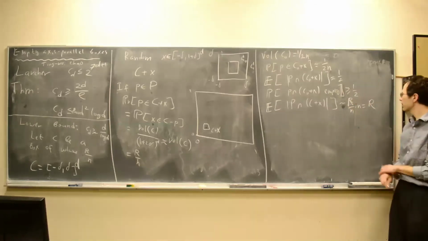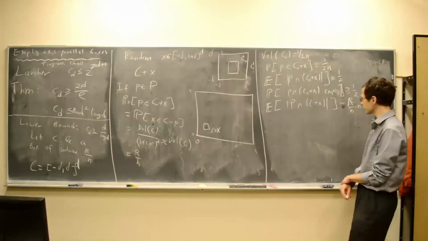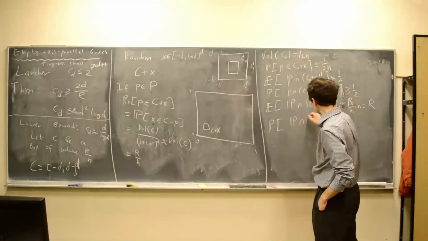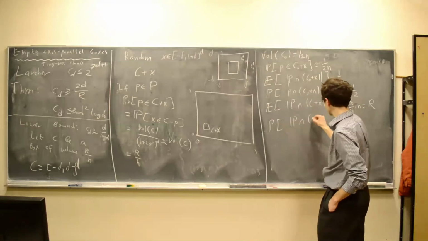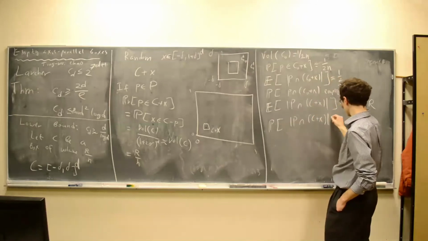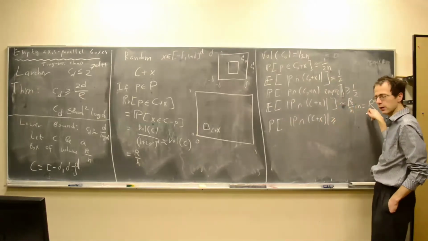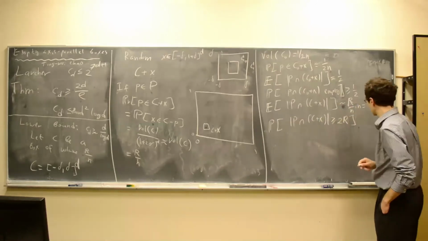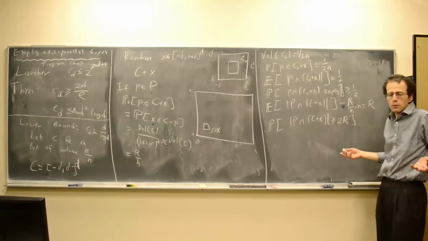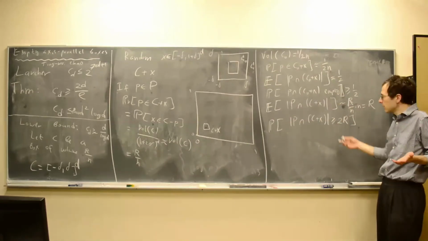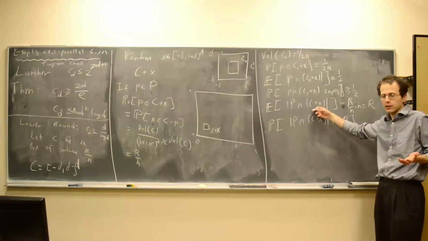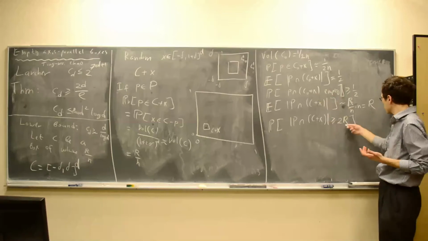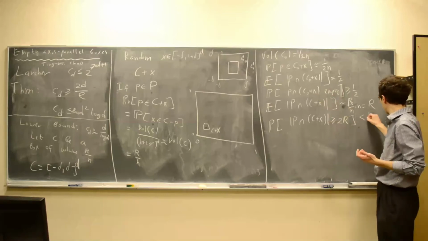In particular, what is the probability we're going to get far more points than expected? We expect R points. The probability we're going to get more than 2R points is no more than a half, because if it were bigger than a half, this expectation would be too big. It would be something bigger than a half times 2R, which is too big. So this probability is smaller than a half.